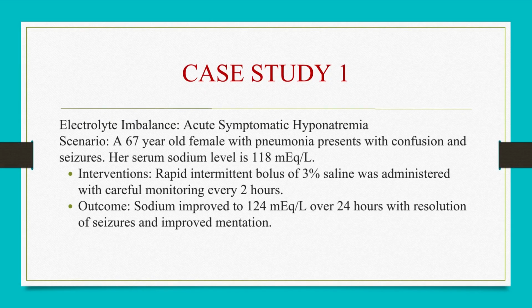Case Study 1. Electrolyte imbalance, acute symptomatic hyponatremia. Scenario: a 67-year-old female with pneumonia presents with confusion and seizures. Her serum sodium level is 118 mEq/L. Interventions: rapid intermittent bolus of 3% saline was administered with careful monitoring every 2 hours. Outcome: sodium improved to 124 mEq/L over 24 hours with resolution of seizures and improved mentation.